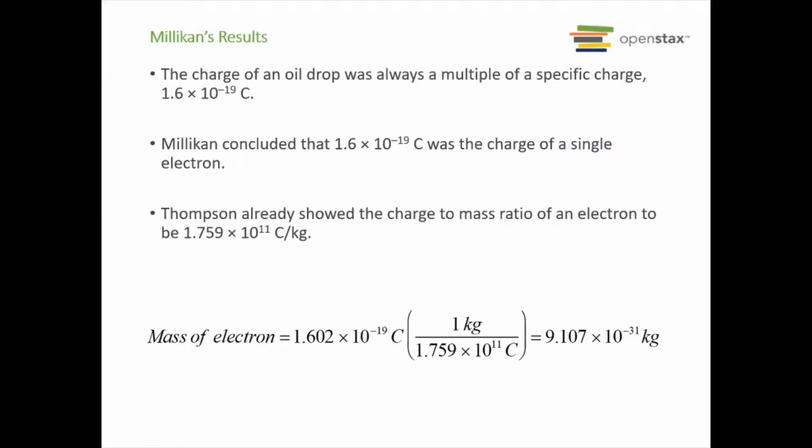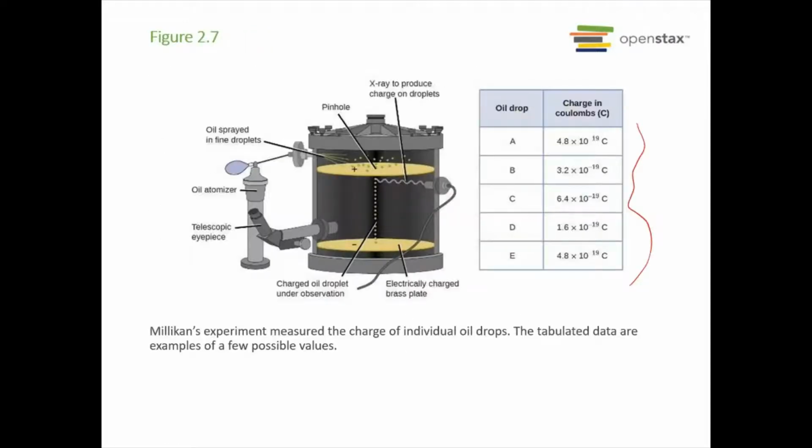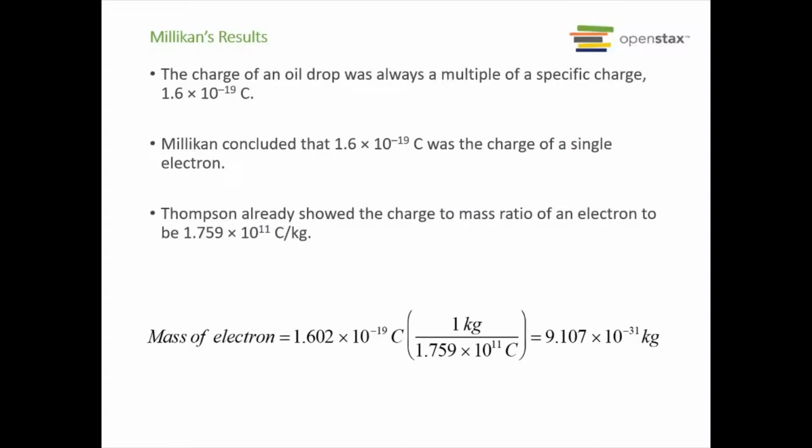What he noticed was that every single drop, every charge of it, was a multiple of 1.6 times 10 to the negative 19th coulombs. Every single one. So this 4.8 times 10 to the negative 19, that's the 1.6 times 3. Here's times 2, times 4, times 1, times 3 again. So they're all multiples of 1.6 times 10 to the negative 19th coulomb. So that is the charge of a single electron.